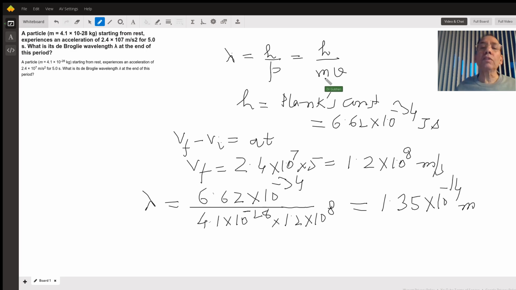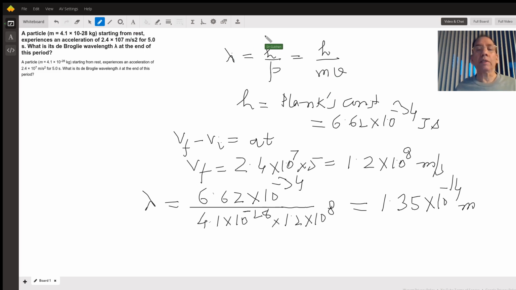So the mass of this particle has to be small and it should be moving to have a reasonable de Broglie wavelength. Now, what is this reasonable value? You cannot have a particle of, say, 10 kilograms or 50 kilograms because the mass is too big. The wavelength cannot be detected by any instrument. So in this particular case, the mass of the particle is really very small.